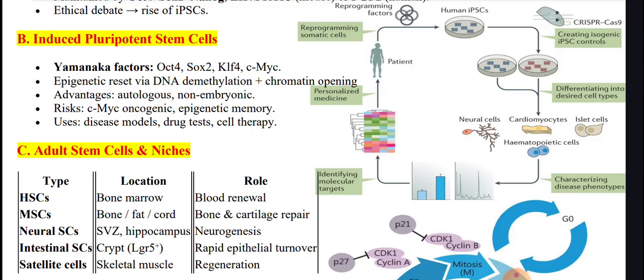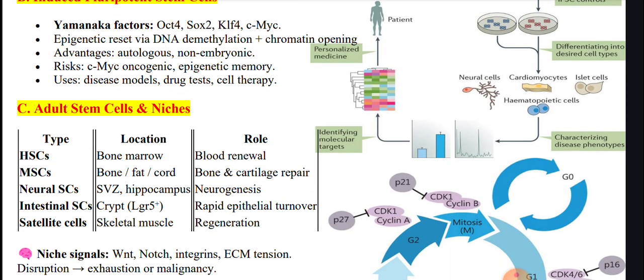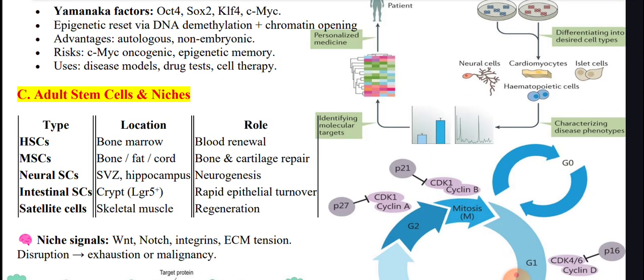What happens if the niche itself gets damaged or changes? That can have major consequences. Disruption of the niche, perhaps due to aging, inflammation, radiation, or mutations in niche cells, can lead to stem cell dysfunction. This might manifest as exhaustion. The stem cells can no longer effectively repair tissues. Or, conversely, aberrant signals from a damaged niche could potentially drive uncontrolled stem cell proliferation, contributing to malignancy. The health of the niche is critical for tissue homeostasis.